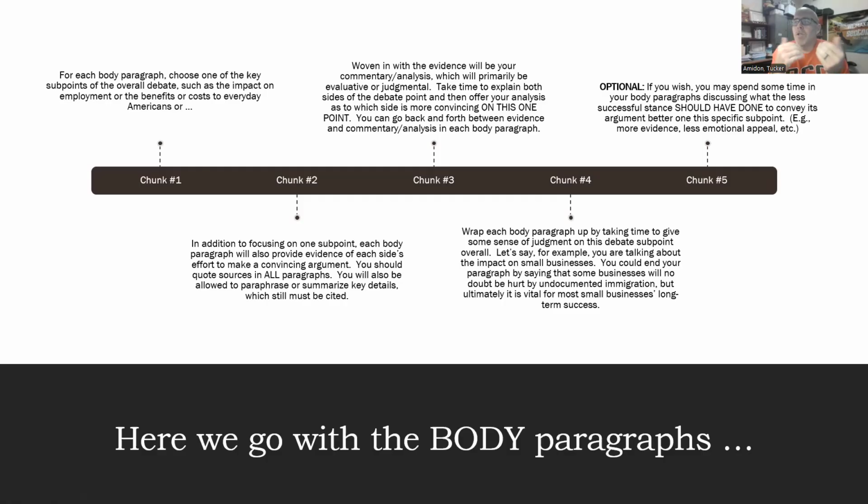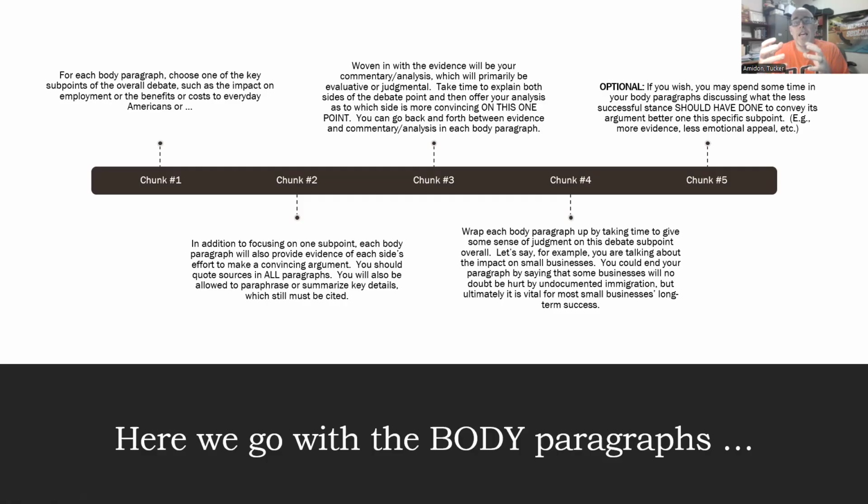You then go to chunk 2, where you're going to be focusing on that subpoint, bringing in evidence of each side's effort to make a convincing argument. So what's the data in support of undocumented immigrants being beneficial to our employment needs, and where are they harmful? Bringing in both sources. Multiple sources. It could be 2, could be 3, however many you need, and give us that good overview. Notice that for this first chunk and the second chunk, I'm largely explanatory. I haven't really chosen a side yet. I'm not ready yet to start evaluating or judging.